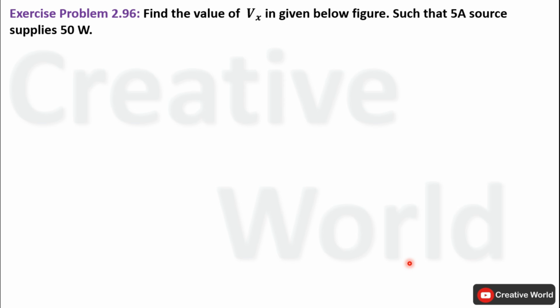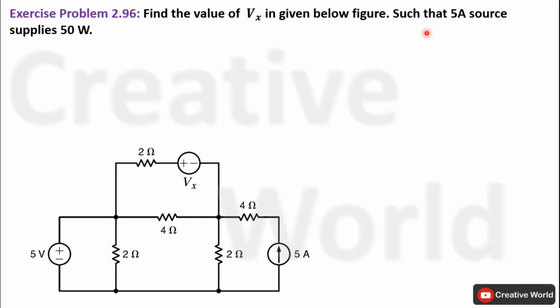Exercise problem number 2.96. Find the value of voltage Vx in given below figure such that 5 ampere current source supplies 50 watt of power. This is the circuit diagram of given problem.